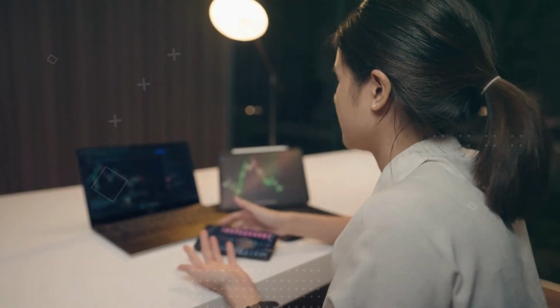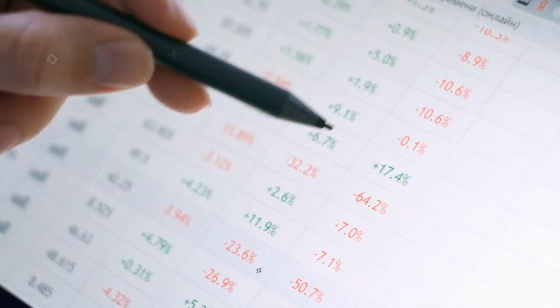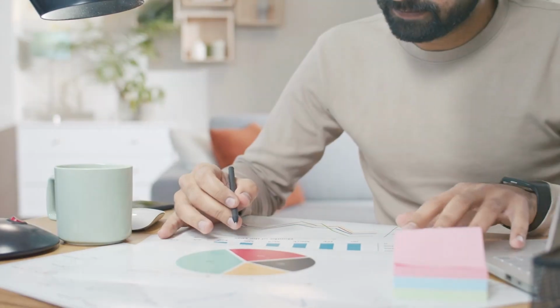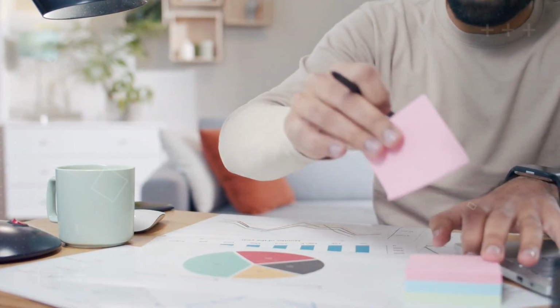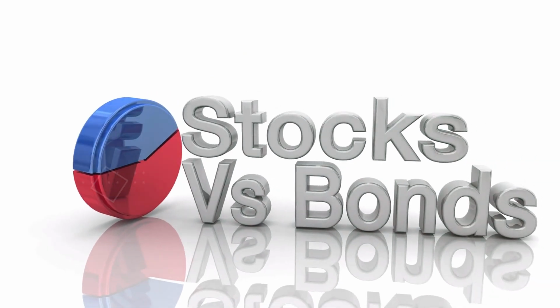Finally, let's talk about patience and emotional control. The cryptocurrency market is known for its wild price swings. While it's tempting to constantly tinker with your portfolio, sometimes the best course of action is to do nothing. It's important to avoid making impulsive decisions based on short-term market movements. Stick to your strategy, stay informed, and keep your emotions in check.